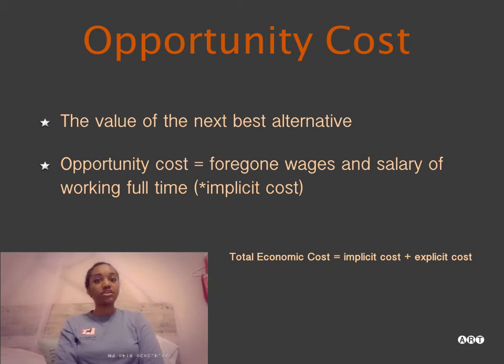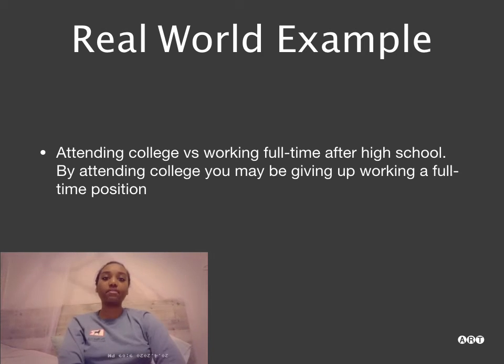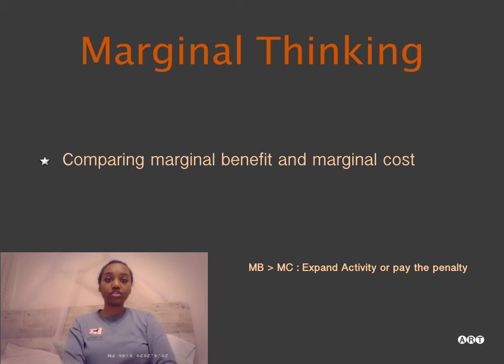Opportunity cost is fairly simple. It's the value of the next best alternative. A real-world example of opportunity cost is attending college versus working full-time after high school. By attending college, you may be giving up working a full-time position. Marginal thinking is comparing marginal benefit and marginal cost.